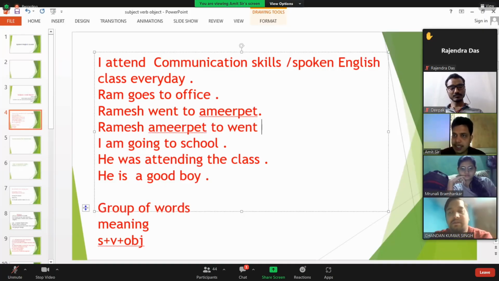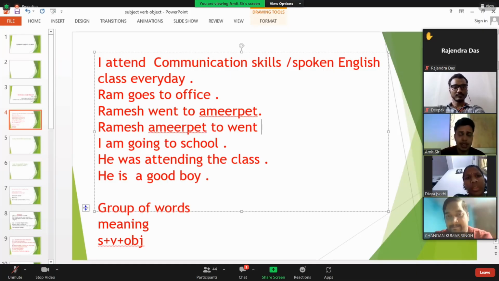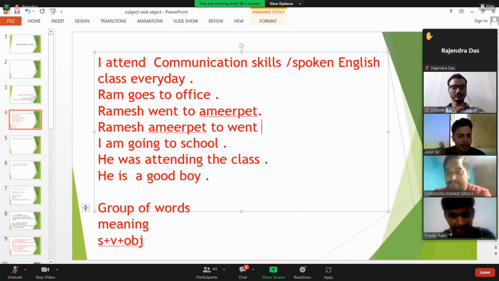Even in Telugu, Ramesh Amirpet ki velladu. So Ramesh will come first, then the Amirpet, and then వెళ్ళాడు. Getting the point? Even the other languages, like all the Indian languages, follow the same trend, that is subject, object, and verb, whereas English follows subject, verb, and object. Getting the point?